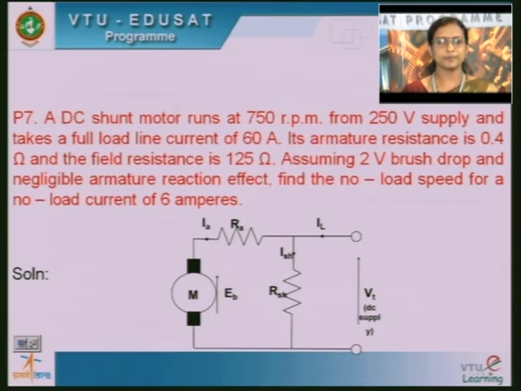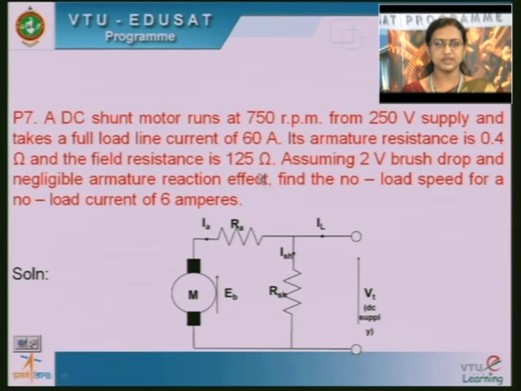We will see the next problem. A DC shunt motor runs at 750 RPM from a 250 volt supply. The supply voltage given is 250 volt and it takes a full load line current of 60 ampere, rotating at 750 RPM. Its armature resistance RA is 0.4 ohm and the field resistance RSH is 125 ohm. Assuming the brush drop is 2 volt, and neglecting armature reaction effect, find the no load speed for a no load current of 6 amperes.